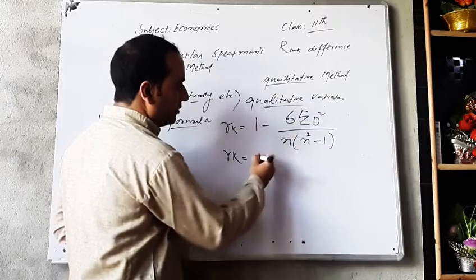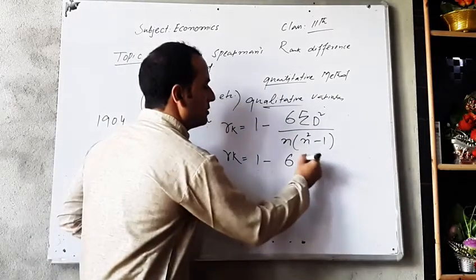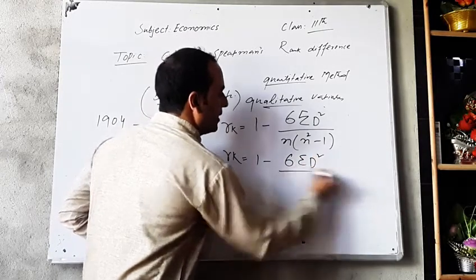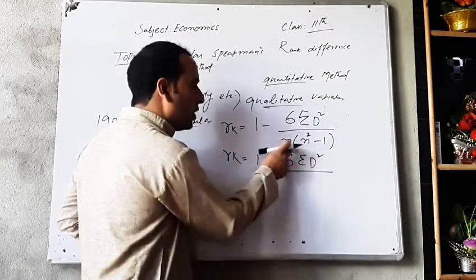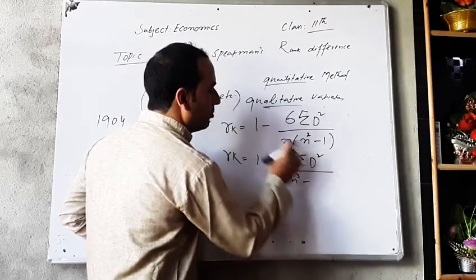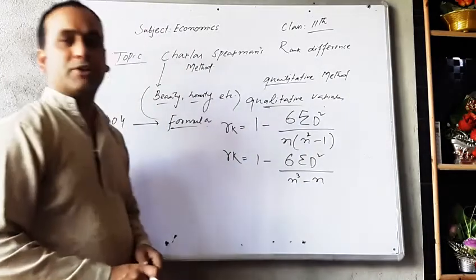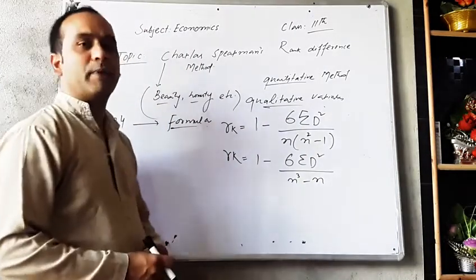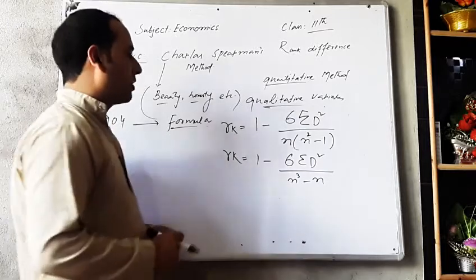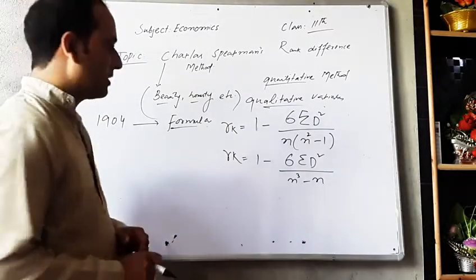We can shorten the formula. This is 1 minus 6 summation of d square divided by n into n square minus 1. N into n square minus 1 comes equal to n cube minus n. So this is 1 minus 6 summation of d square divided by n cube minus n. This is the formula for Charles Spearman's rank difference method.